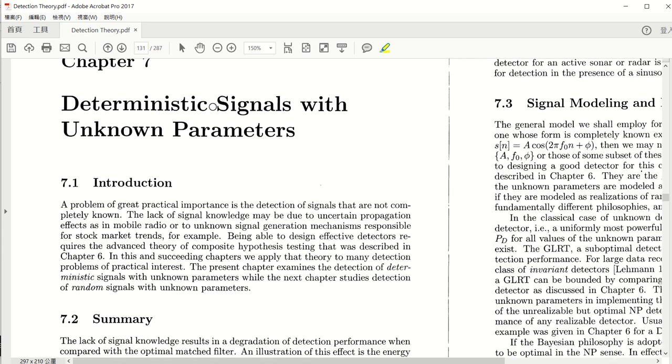Okay, so in this chapter, a problem of great practical importance is the detection of signals that are not completely known. The lack of signal knowledge may be due to uncertain propagation effects, as in mobile radio, or to unknown signal generation mechanisms responsible for stock market trends, for example. Being able to design effective detectors requires the advanced theory of composite hypothesis testing that was described in chapter 6. In the succeeding chapters, we apply the theory to many detection problems. So we will deal with the detection of deterministic signals with unknown parameters.